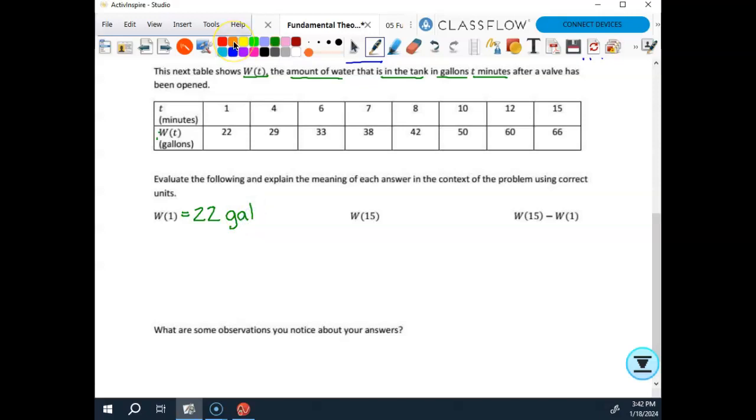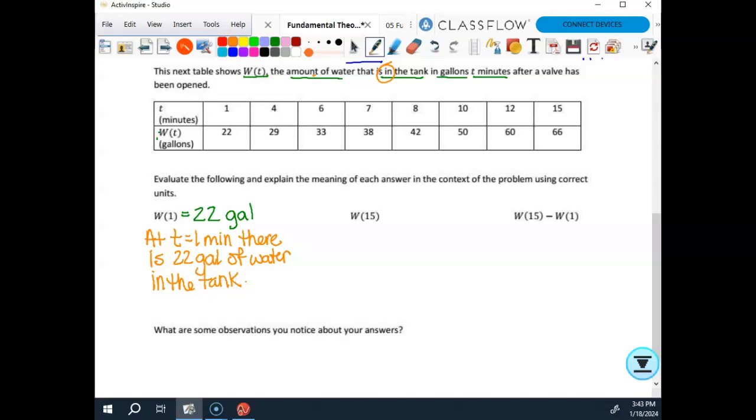That means at t equals 1 minute, and this is the amount that is in the tank, not the amount that is flowing in, but what is in the tank. At t equals 1 minute, there is 22 gallons of water in the tank.